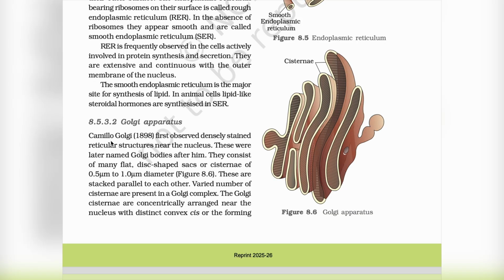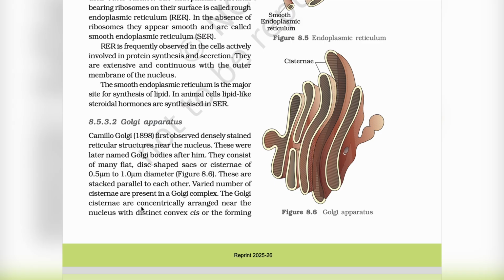Golgi apparatus. Camillo Golgi in 1898 first observed densely stained reticular structures near the nucleus. These were later named Golgi bodies after him. They consist of many flat disc-shaped sacs or cisternae of 0.5 micrometer to 1 micrometer diameter. You can see this in figure 8.6, and these are the sacs, cisternae, which are basically arranged in the form of a stack. These are stacked parallel to each other. Varied number of cisternae are present in a Golgi complex.